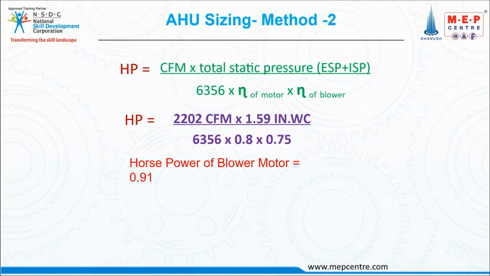Therefore HP equals CFM कितना है? 220 CFM है और total static pressure is 1.59, 6356. Efficiency of motor is 0.62, that means 60% to 80%. Efficiency of blower is 55% to 75%. So मैंने 0.8 और 0.75 लिया.